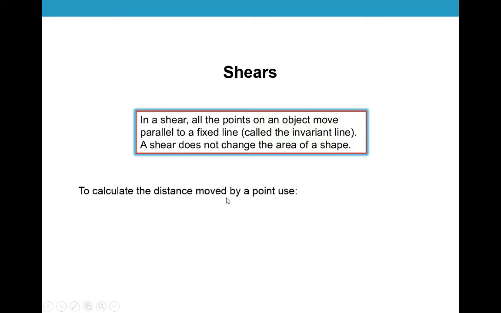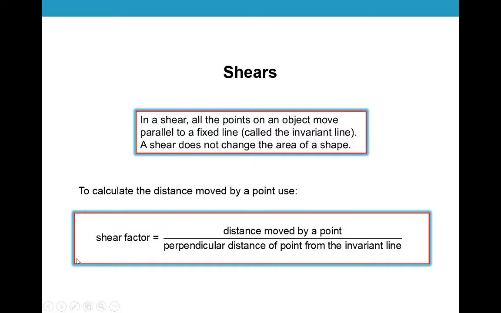Right, here we go. To calculate the distance moved by a point, use this formula. The shear factor, it's worth writing this down, is the distance moved by a point divided by the perpendicular distance of the point from the invariant line. So if you bring that up and put it here, you times the shear factor by the perpendicular distance of a point from the invariant line, and that will give the distance it moves in that direction.